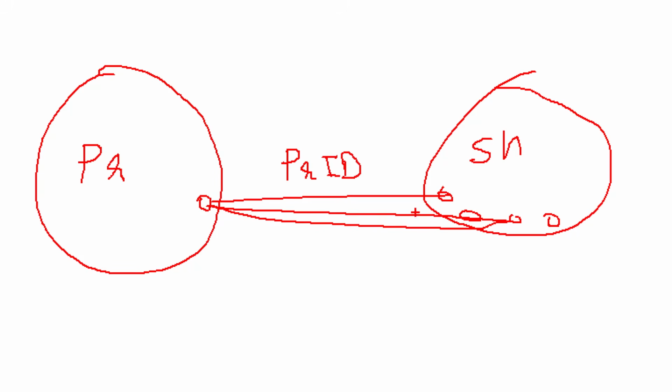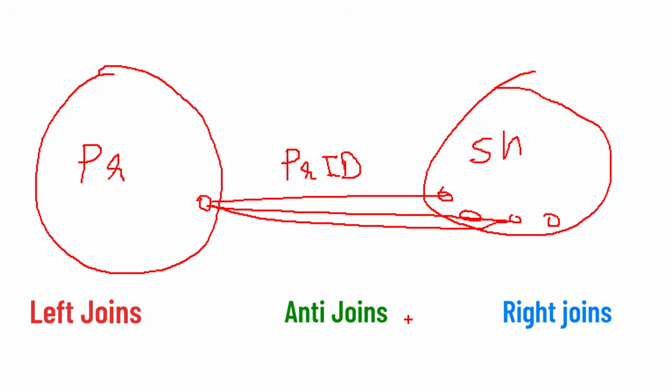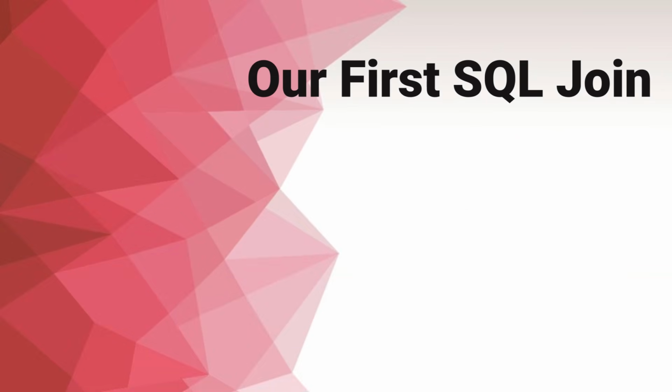There are different ways to join this information. We have got left joins, right joins, anti-joins, and all sorts of things. I'll talk more about them later on in this video. But for now, let's go ahead and combine this data with our very first SQL join.